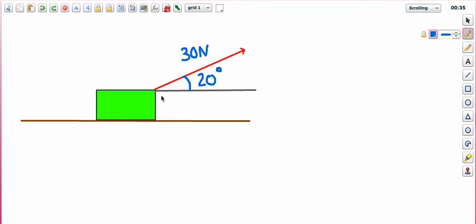Because what's happening here is that some of this force, because the rope is at an angle, is going to pull the box upwards, and some will pull it to the right. So what we can do is split this force down into what we call the components, which is just the amounts that are making it go horizontal and vertical. So all I'm going to do is take this bit here and move it to the side so I can work with it.